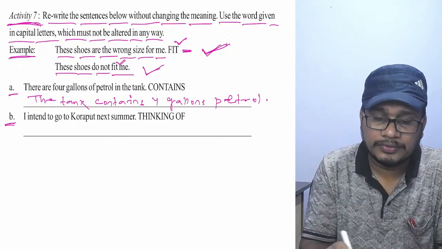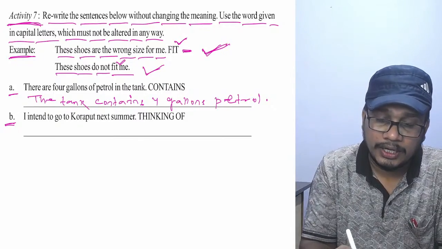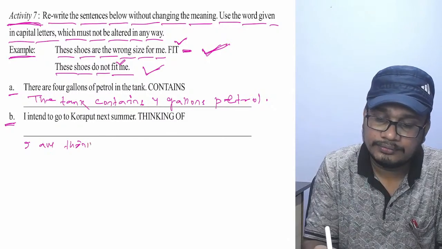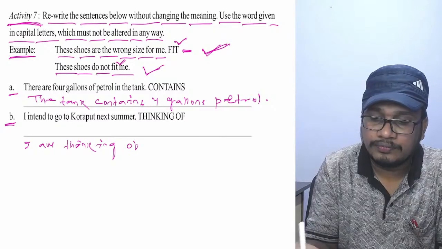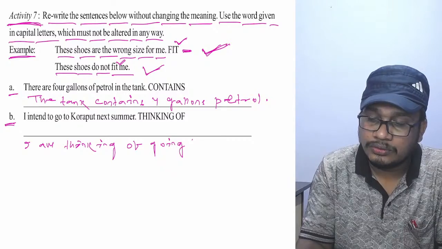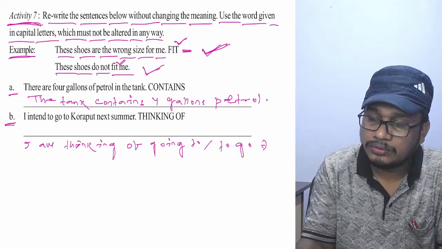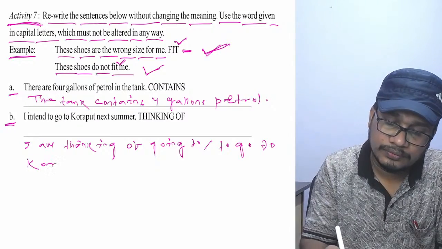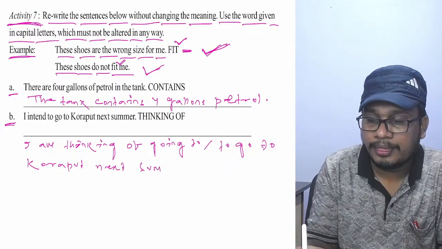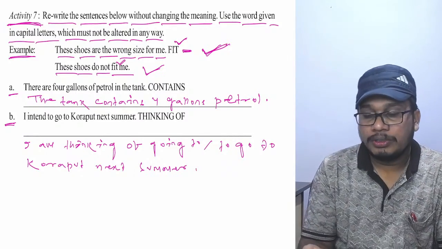I intend to go to Koraput next summer. Using thinking of, we can write: I am thinking of going to Koraput next summer. Don't worry, we will do that.